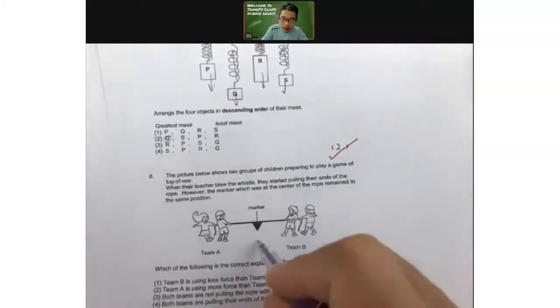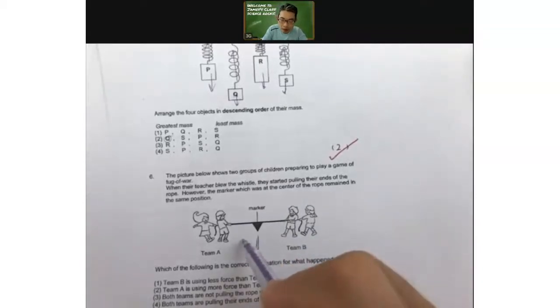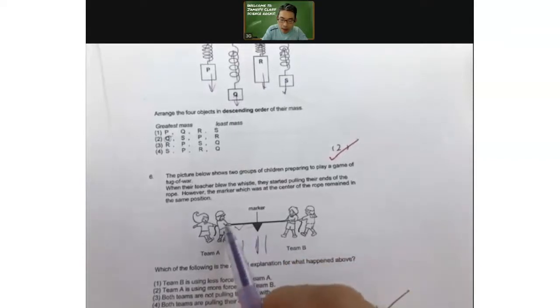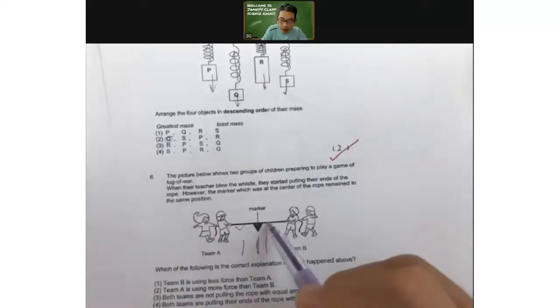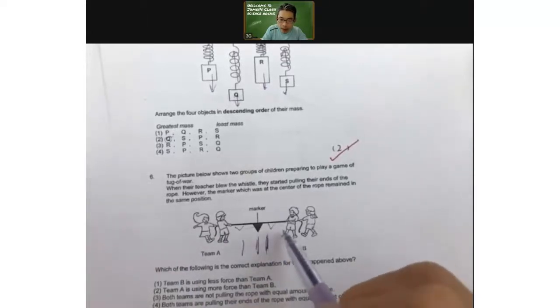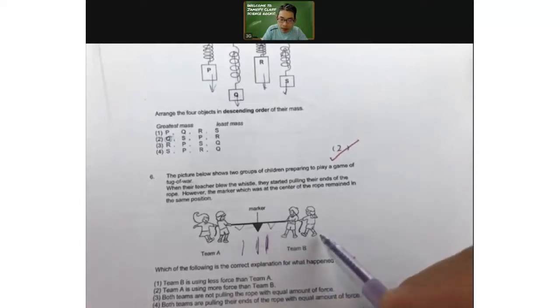Usually the idea is this: if the marker moves past, let's say, this line, okay, it means that these people here in team A managed to pull team B towards the left. If the marker is right past this line, it means that team B successfully pulled team A over to their side.